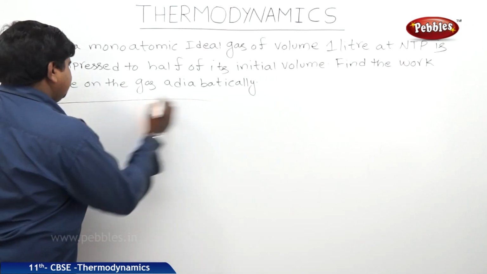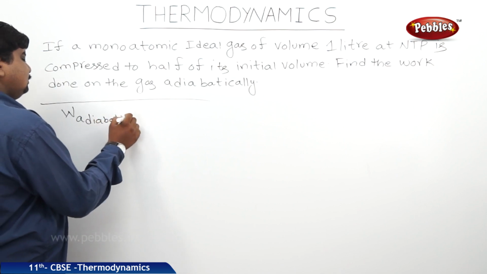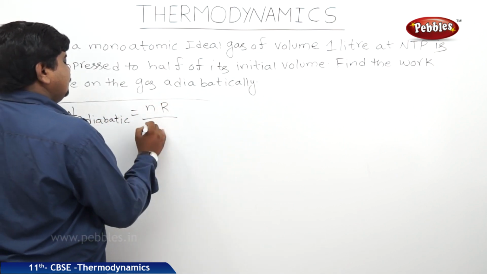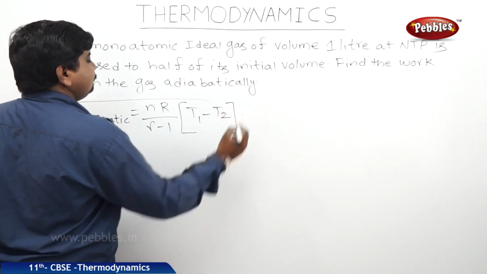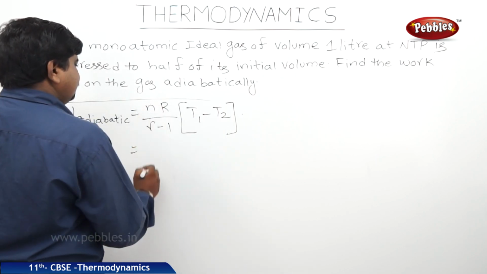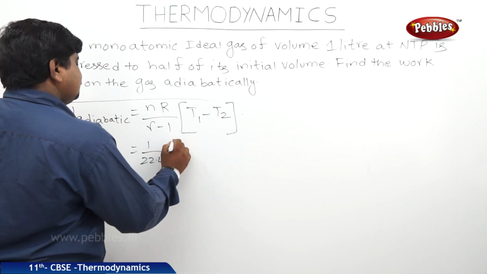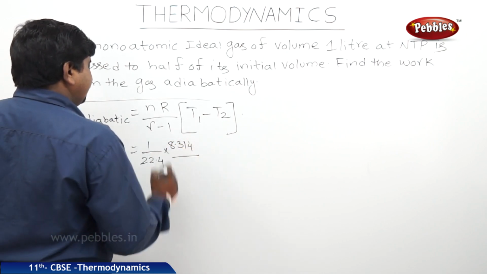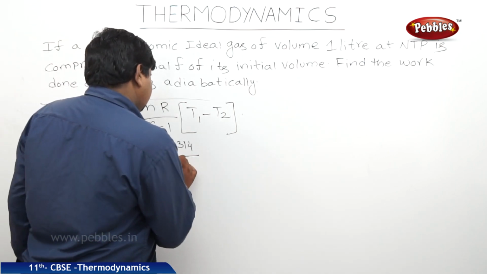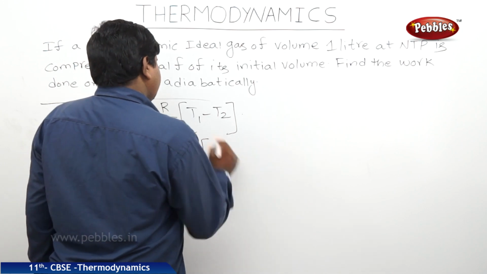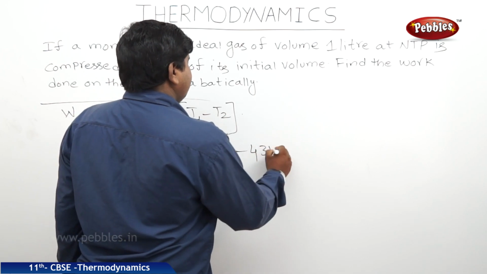So the work done in adiabatic process is equal to nR by gamma minus 1 into T1 minus T2, where n is equal to number of moles, that is 1 by 22.4, where R is equal to 8.314 by gamma minus 1, where gamma is 5 by 3 minus 1. T1 is 273 Kelvin, T2 is 431.6 Kelvin.